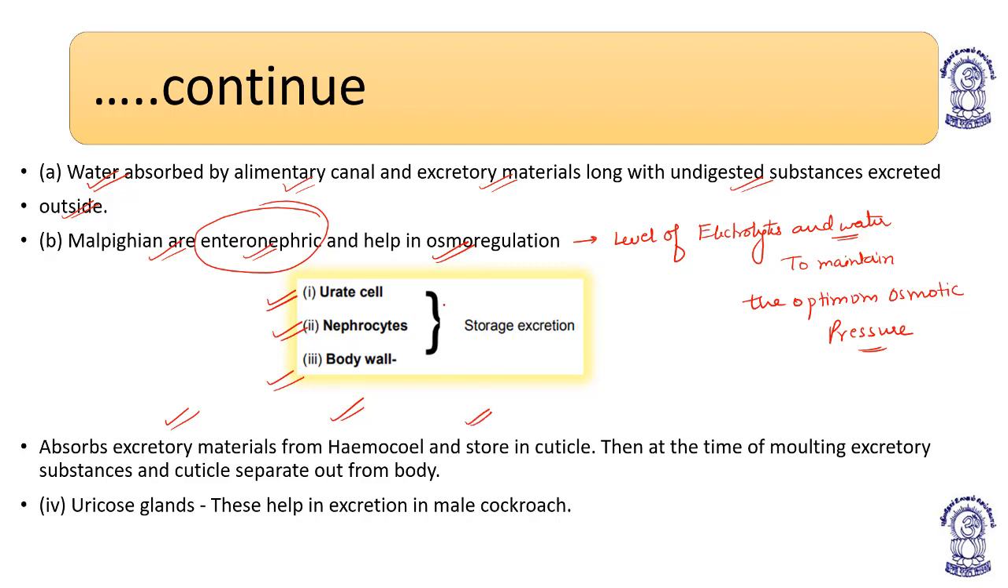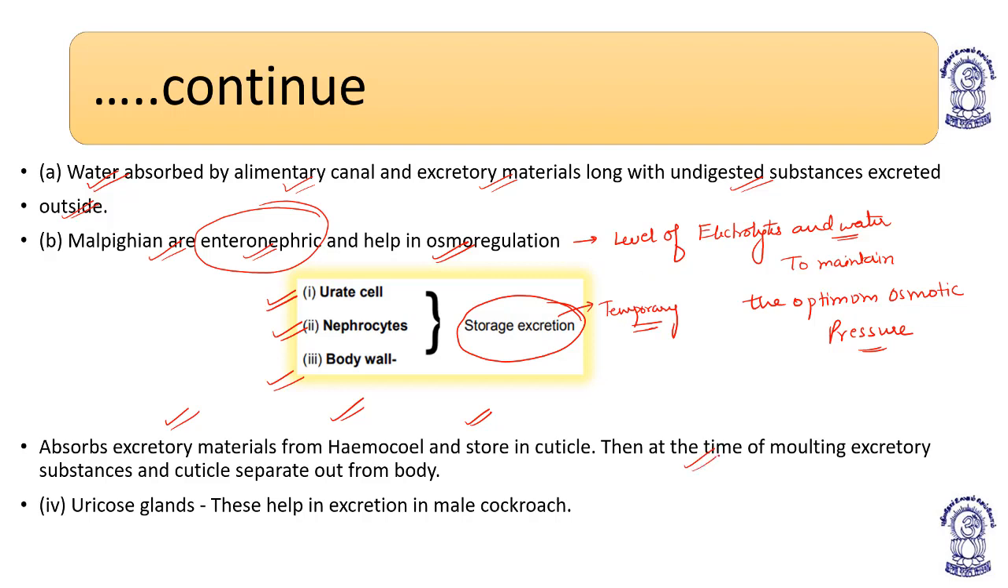So all these cells, like urate cells, nephrocytes, and body wall, act as a storage house or a temporary storage medium. Okay. So they absorb the excretory substances from hemocoel and they store them in the cuticle.